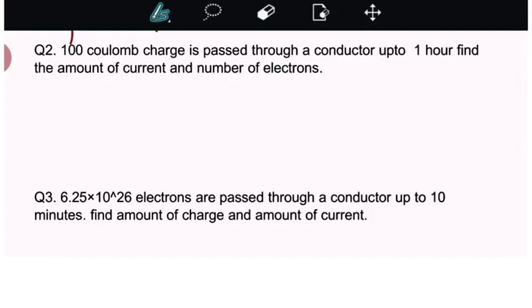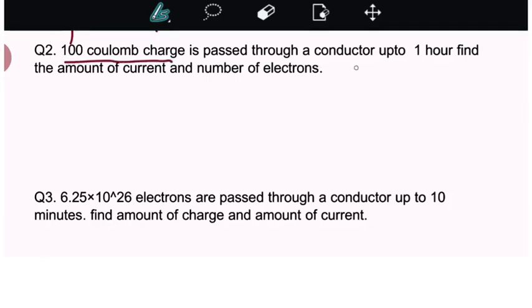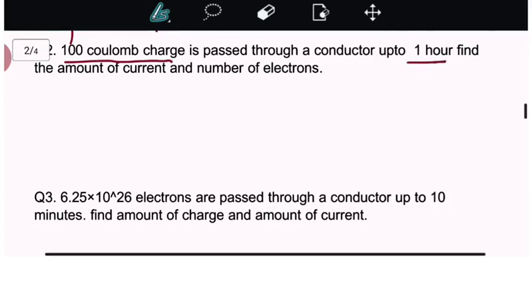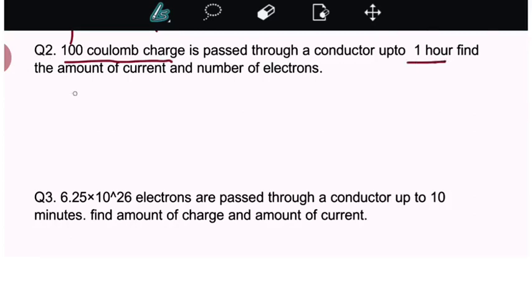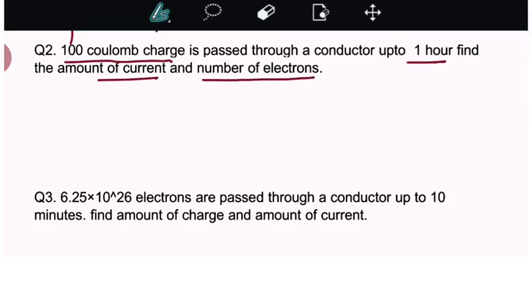Now the second question is: 100 coulomb charge is passed through a conductor up to 1 hour, means 60 minutes. Find the amount of current and number of electrons passed through the conductor. So you have to calculate here the amount of current as well as number of electrons.